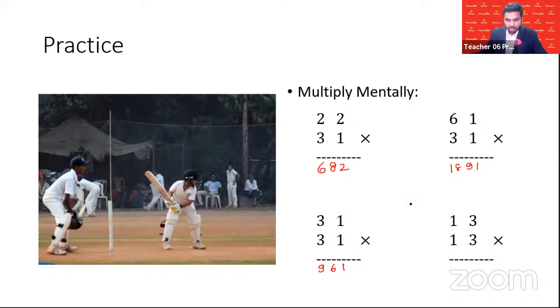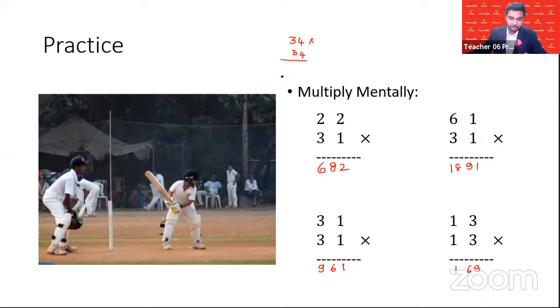Let's try one last. This is also square. 13 squared. It is quite easy. 1, 6, 9. 13 square. We always know tables up to 20. Most students know the tables up to 20. So 13 squared is already known to you as 169. Now I want you to try what is 34 square.